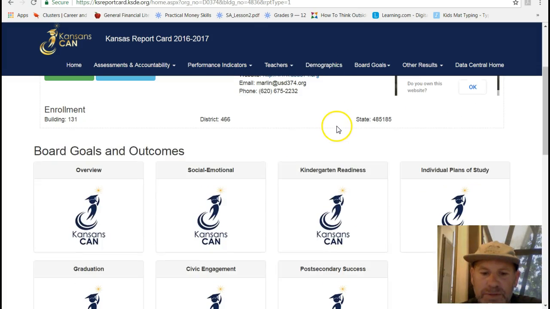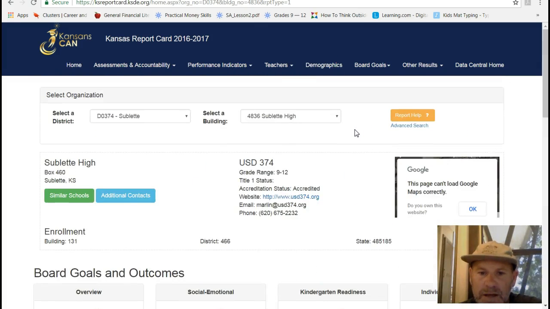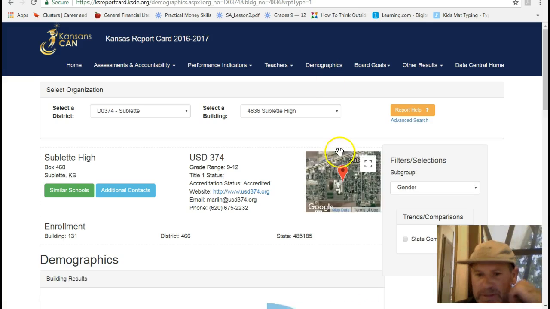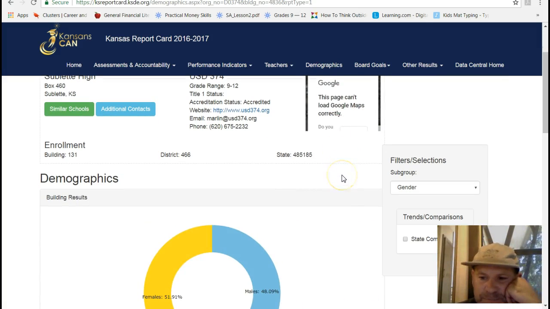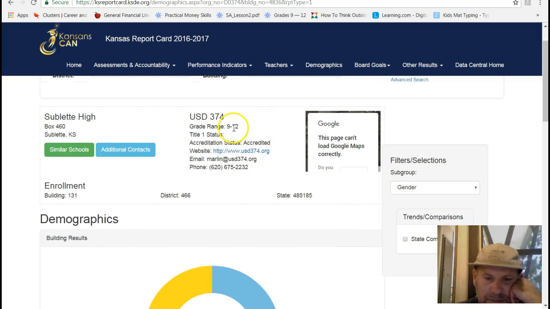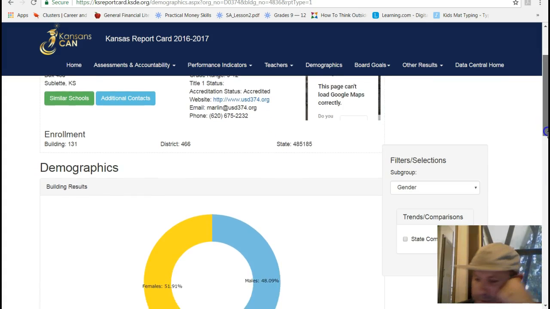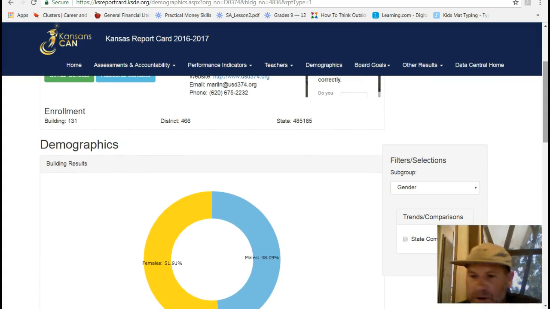And when we pull up the school demographics of my district here, let me go to the demographics. I pulled it up on the Kansas report card from 2016 to 2017. Starting, of course, with the demographics, it's 9th through 12th. We are accredited. Enrollment, we have about 131 students. The entire district has 466. Now let's go to the subgroups of the demographics, talking about gender.